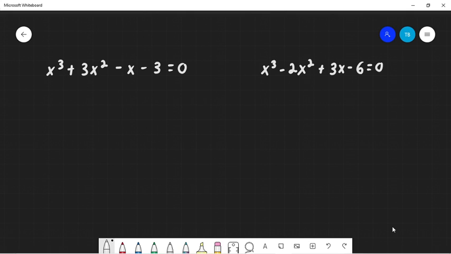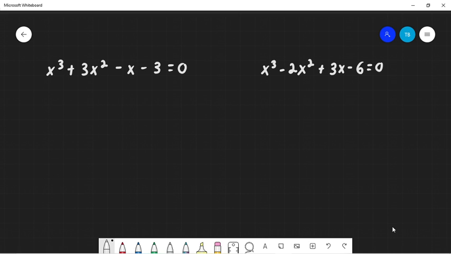Today we are going to learn how to solve third-degree polynomial equations by grouping. Now, as with other similar problems, this method can only be used in highly specific circumstances, but when it can be used, it is very simple, very straightforward, and, dare I say it, quite a bit of fun. So we have two examples here. Let's go through each of them together.